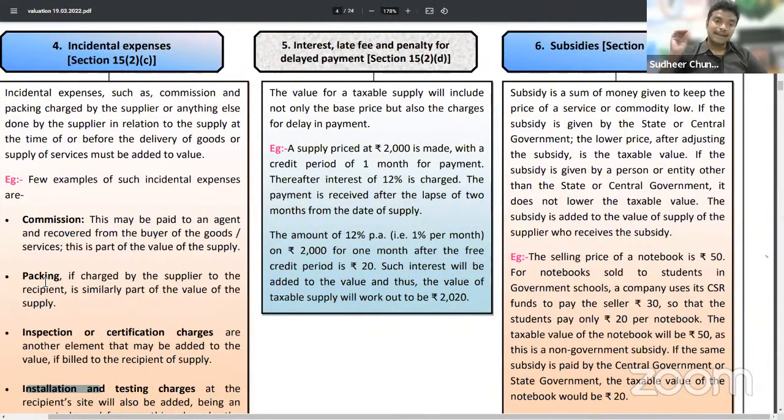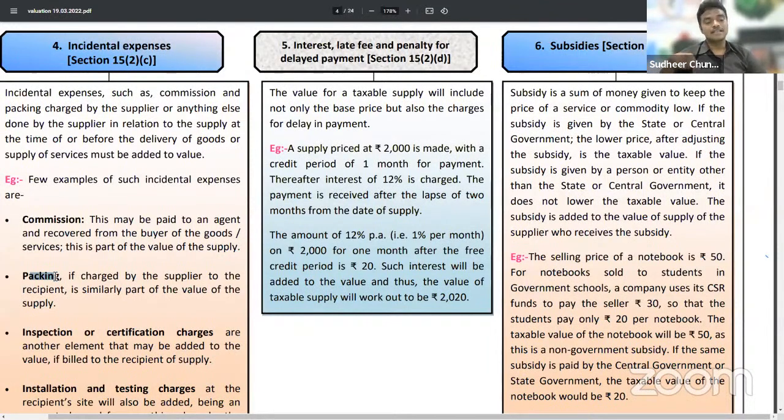No. Even though a separate bill is given, this is an incidental expense. Incidental expense will form part of the value of the supply. I repeat, incidental expenses will form part of the value of the supply. That means what we need to do here, sir, this packing expense, even though a separate bill is given, we have to add to the value of supply. Normal product rate 28%, then on packing charges collected also 28%. Freight collected also 28%.